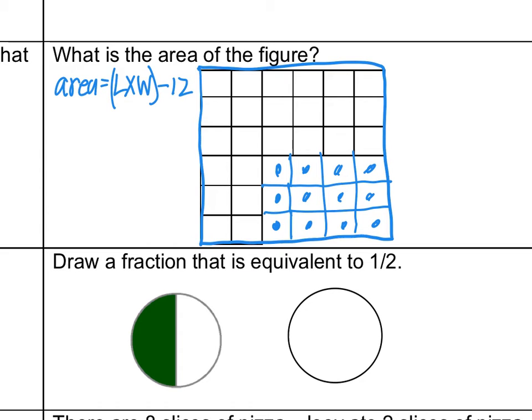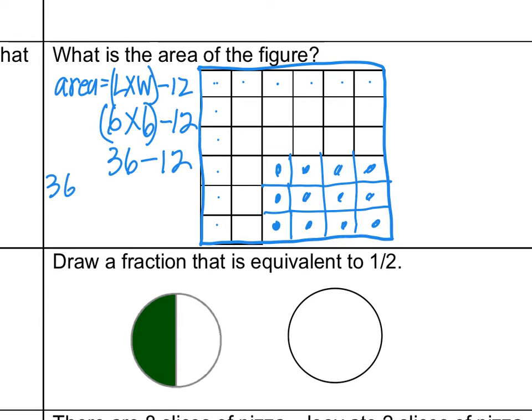Okay, how long is this? 1, 2, 3, 4, 5, 6. Times how wide? 1, 2, 3, 4, 5, 6. Minus 12. So we're going to do 6 times 6 is 36 minus 12. 36 minus 12 is 24. We don't know the units, so we just say units squared.